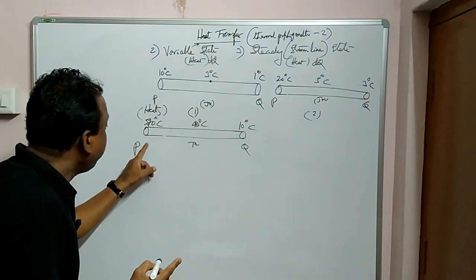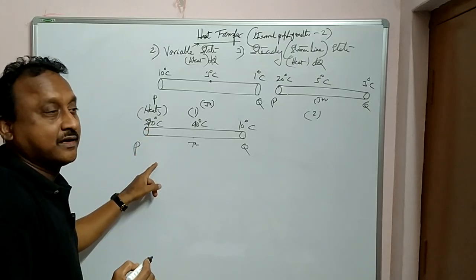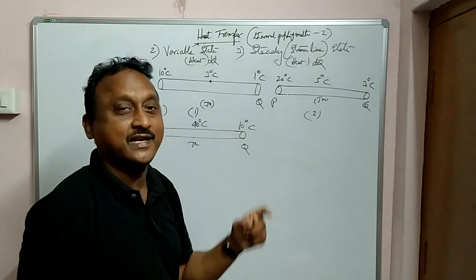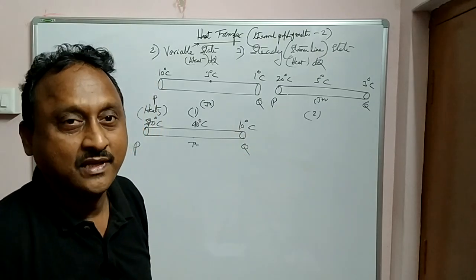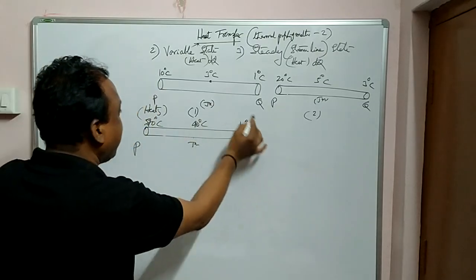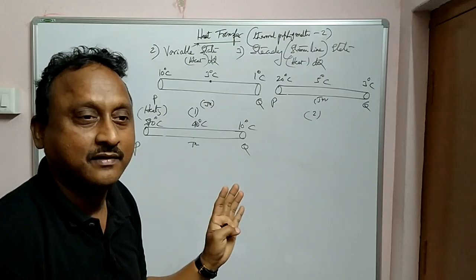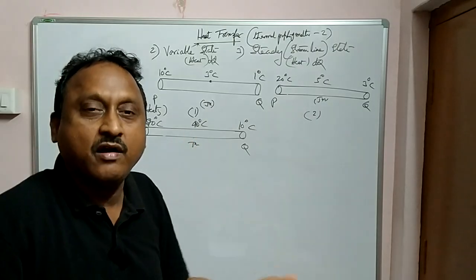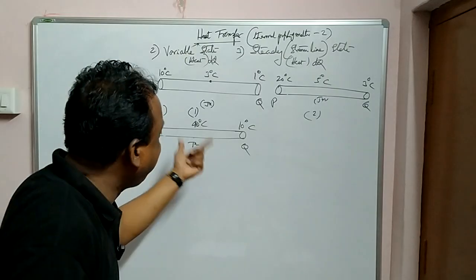Suppose P end is maintained at 70 only, junction is maintained at 40 degrees centigrade, Q end is maintained at 10 degrees centigrade. Then what happens? This variable state has gone. That means this conductor, the iron rod, cannot take more heat now. It has become steady now.